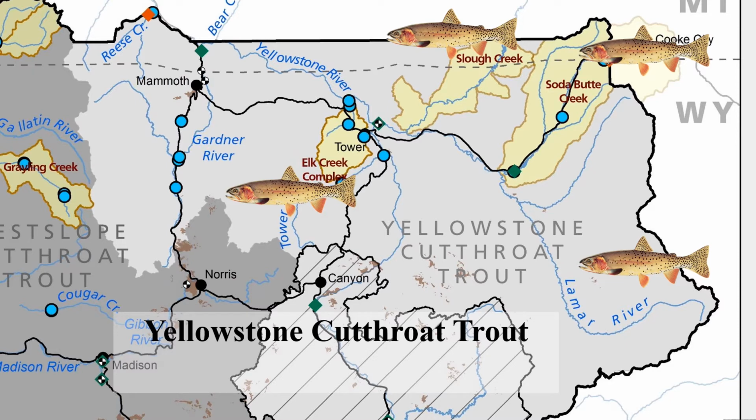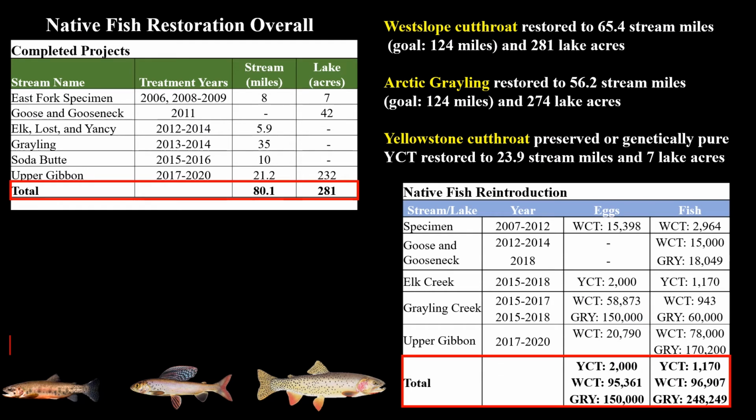Our Yellowstone cutthroat trout conservation efforts are mostly focused in the northern range of the park, especially in the Lamar River drainage. We're working hard to preserve our native large river Lamar River cutthroat. Overall, we've restored 80 miles of streams to native fish in recent years and over 280 lake acres, most of the lake acreage being Grebe and Wolf lakes in the Upper Gibbon River.